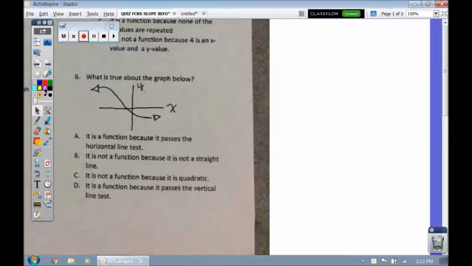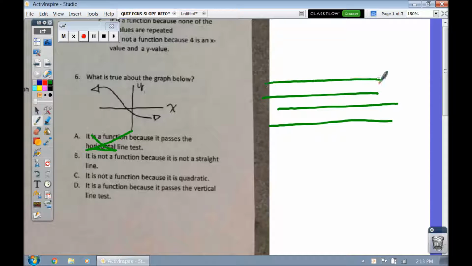Question 6. What is true about the graph below? Let's look at A. It is a function because it passes the horizontal line test. We do not do a horizontal line test in Algebra 1. Horizontal line test means you're drawing lines like this. We don't do that. It is not a function because it is not a straight line. Well, we have to test whether or not a function is a function, but we do that by doing the vertical line test.